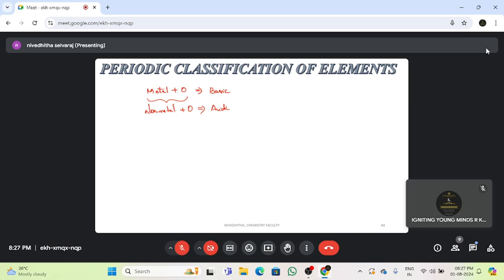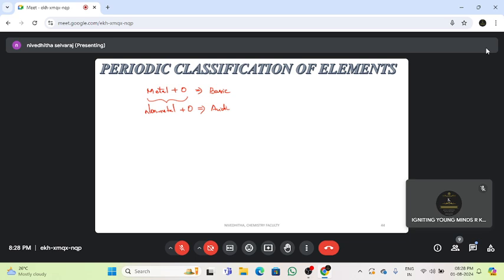As we move to the right side of the periodic table, effective nuclear charge increases, so it will attract the electron. Whenever an atom is gaining an electron, it is called an electronegative element, and all electronegative elements are non-metals in nature. Fine, that's it. Another point is that there are a few exceptions here.